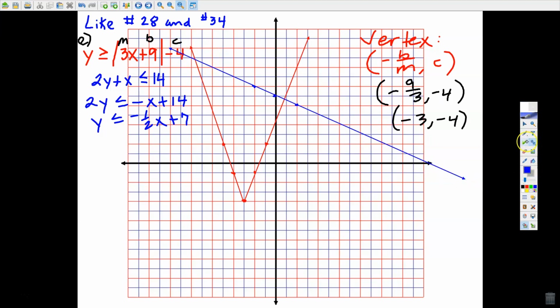And now I'm going to put the shadings together. So we said that greater than for the V means inside when the V opens up. It's everything inside the V. But less than the blue, so below the blue while still inside the V. Every ordered pair that you could come up with in this region that's shaded yellow represents a solution.